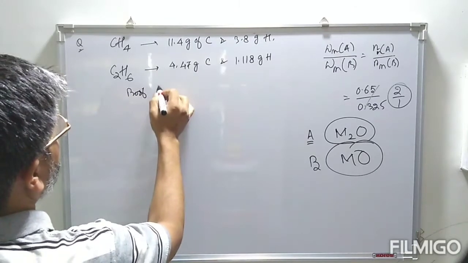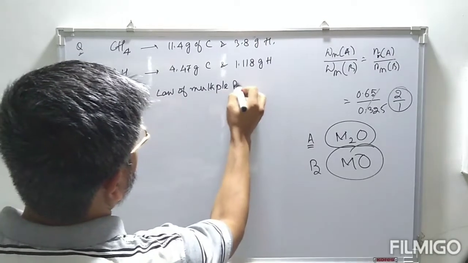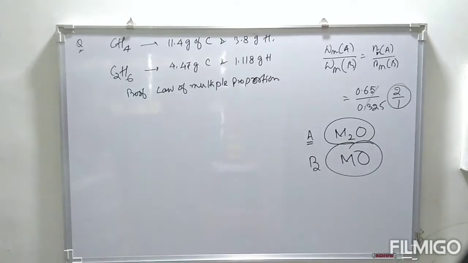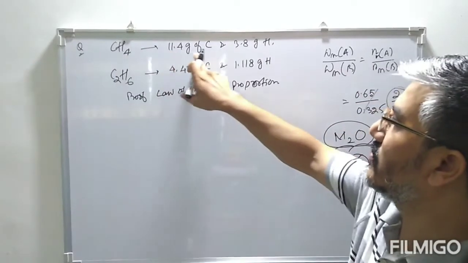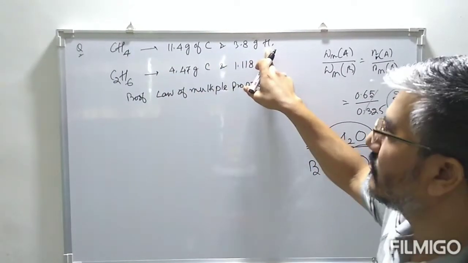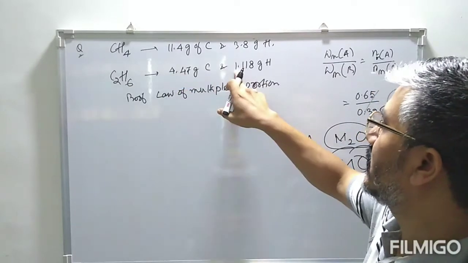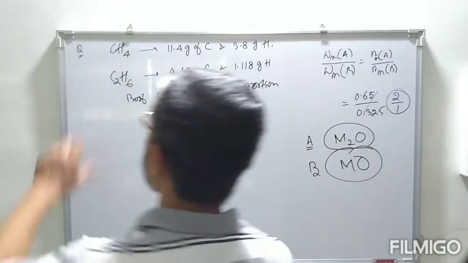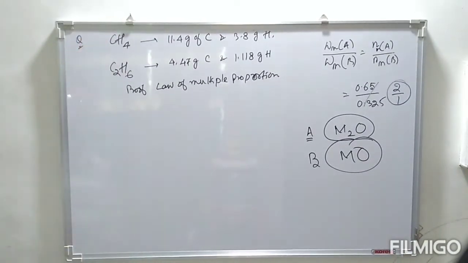Proof of law of multiple proportion. So we have a sample of methane and sample of ethane. In the sample of methane, we have 11.4 gram of carbon and 3.8 gram of hydrogen. In the sample of ethane, we have 4.48 gram of carbon and 1.11 gram of hydrogen.